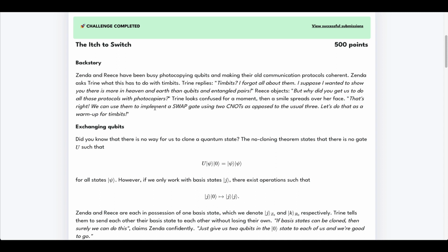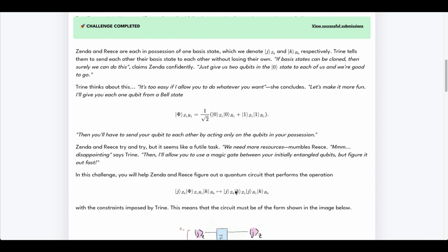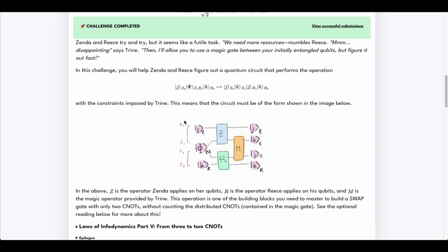This is problem 18 of the QHack 2023 Quantum Coding Challenges, and this one is entitled The Itch to Switch. In this problem, we're told that two parties, Zenda and Reese, want to take a classical state, so in this case, this J is only state either 0 or 1, and this K is also state either 0 or 1, and they want to copy it from one qubit to another.